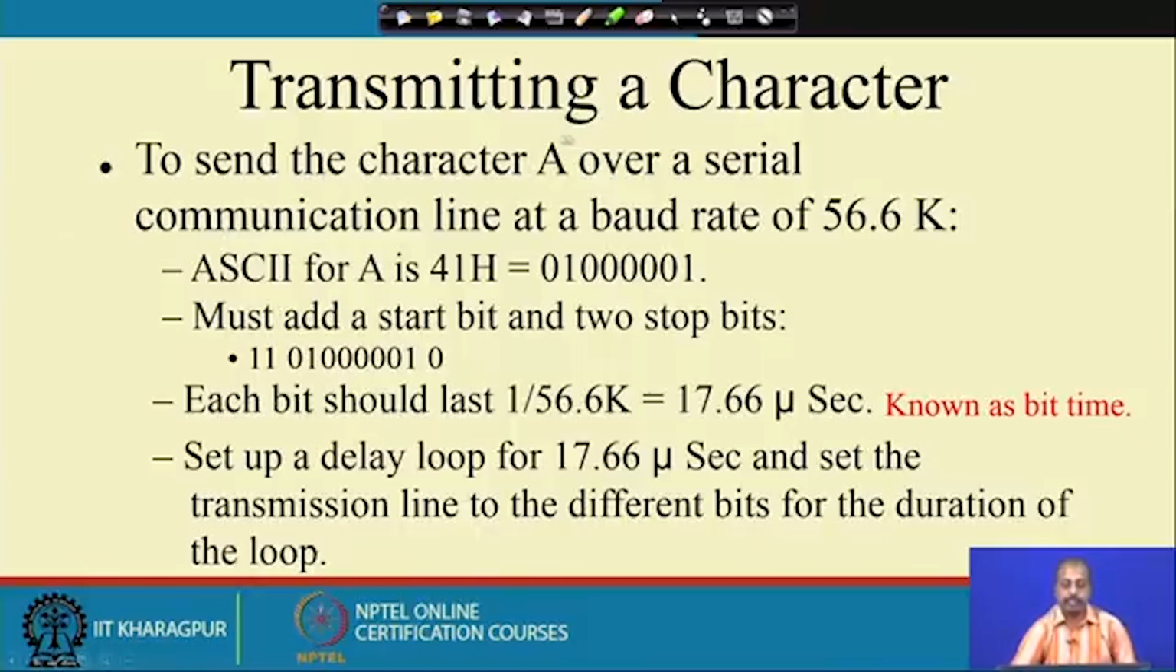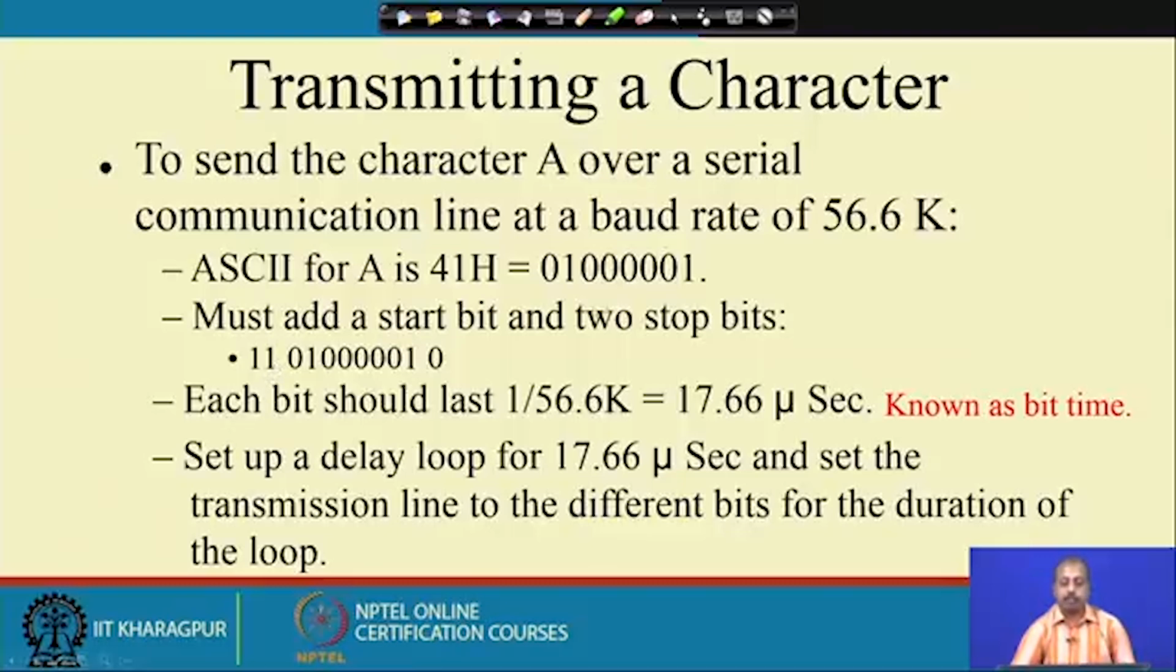we want to send the character A over a serial communication line at a baud rate of 56.6 kilo. First of all, we find out the ASCII of A. The ASCII of A is 41 hex, that is 65 decimal. This is the corresponding 8-bit pattern. Now we have to add one start bit and two stop bits. First the start bit will go, then this bit pattern, and then two stop bits. In total 8 plus 1 is 9, plus 2 is 11 bits to be transmitted.